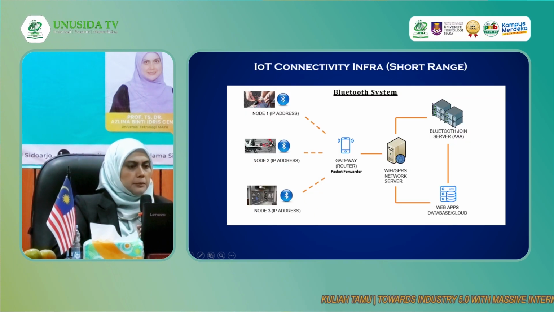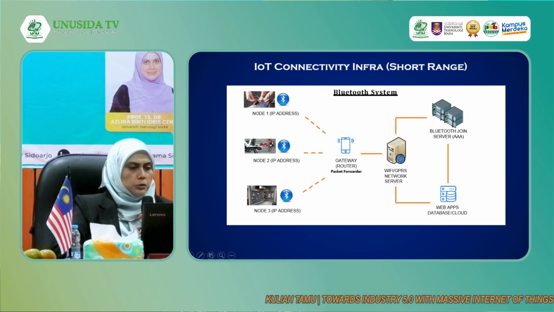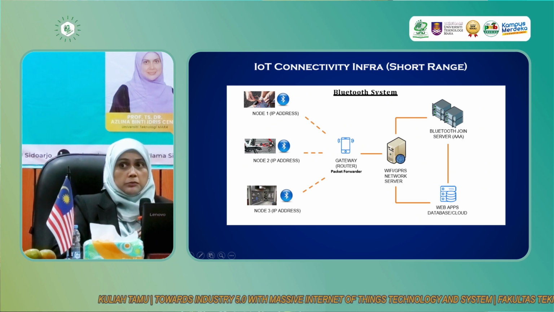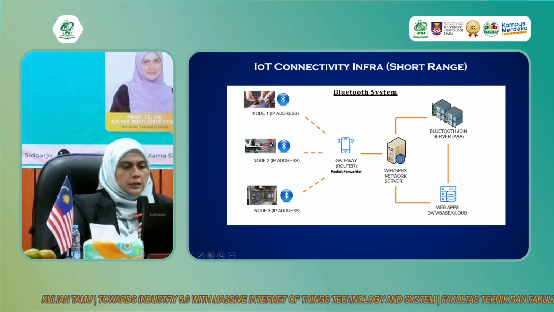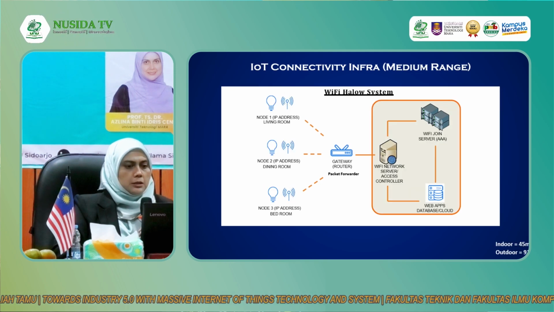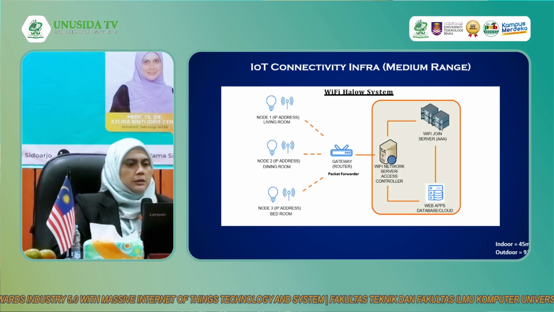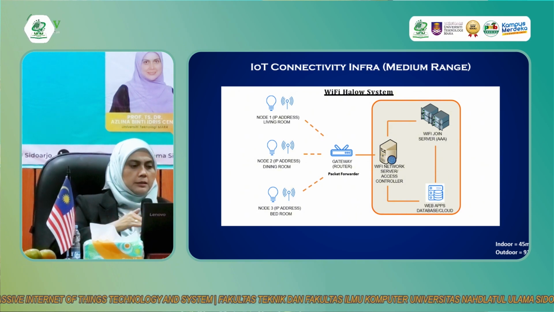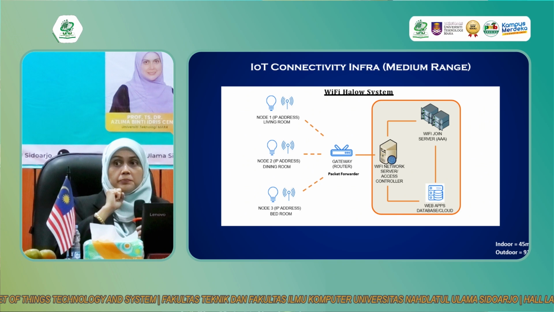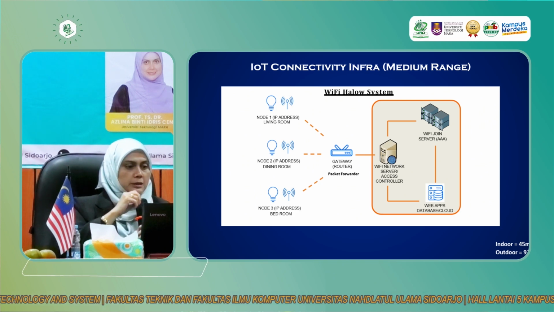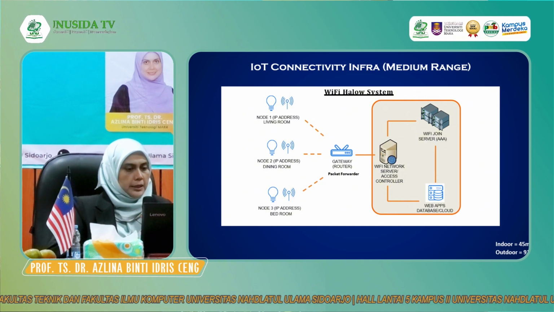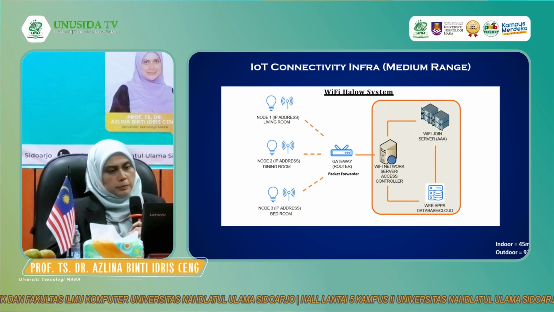So this one is IoT connectivity infrastructure for short range. We have the IP address. From the IP address, it will pass through the gateway, and then it will pass through the Wi-Fi network server. So Wi-Fi is focusing only on the short range. Okay, for the medium range, over here, we use the IP address, for example, living room, and then the signal, for example, smart home. Yes, so smart home. You can pass data through the gateway and pass through the Wi-Fi.